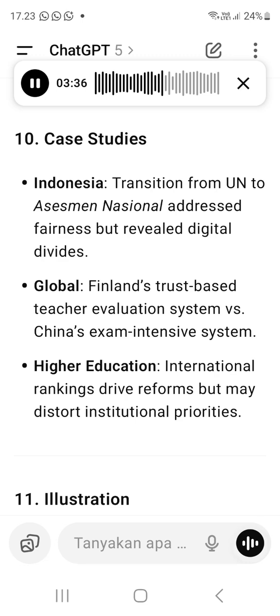11. Illustration: key issues and future directions.